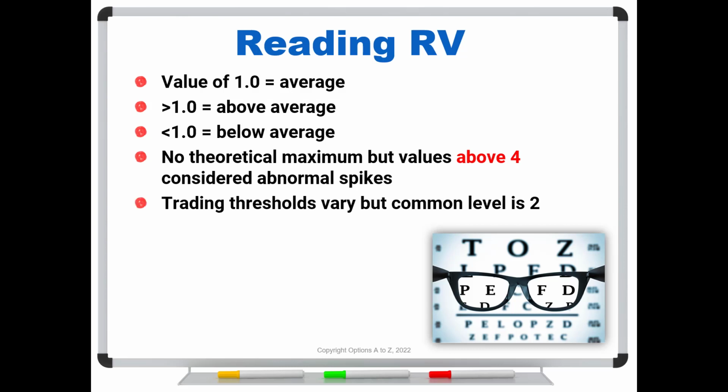For the most part, trading thresholds will vary, but a common level is 2.0. So if you see that today's volume is twice the average of your look-back period, that's where a lot of traders will start to take notice and say, yes, today's volume is exceptionally large.